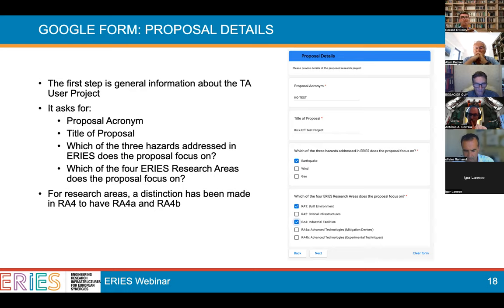So let's say a specialized kind of device is going to help us out with these hazards or these research goals that we have. A classic example could be some kind of a damper that could help out a structure in strong wind or seismic shaking. This would be like a mitigation device or a kind of base isolation system, so on and so forth. So this would be like a new advanced technology that people may want to test and evaluate using experimental testing.